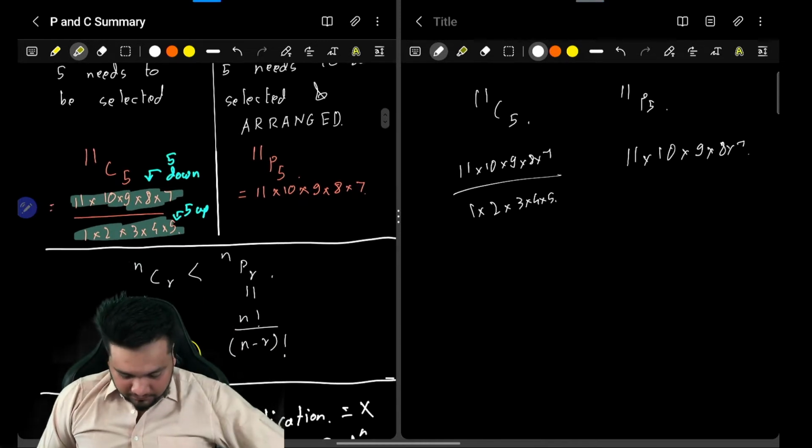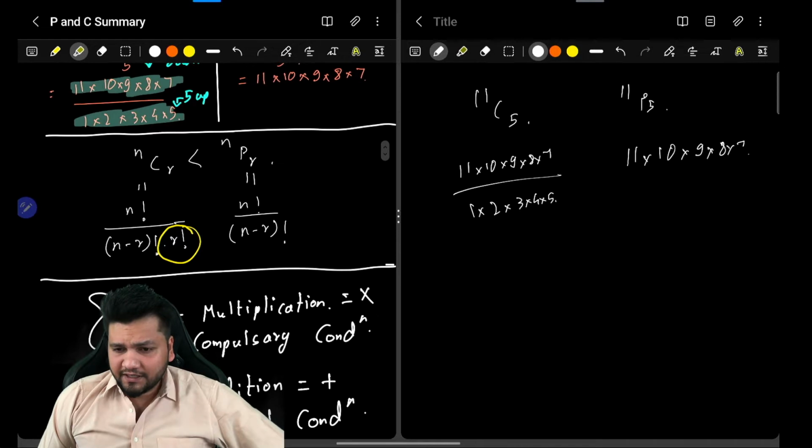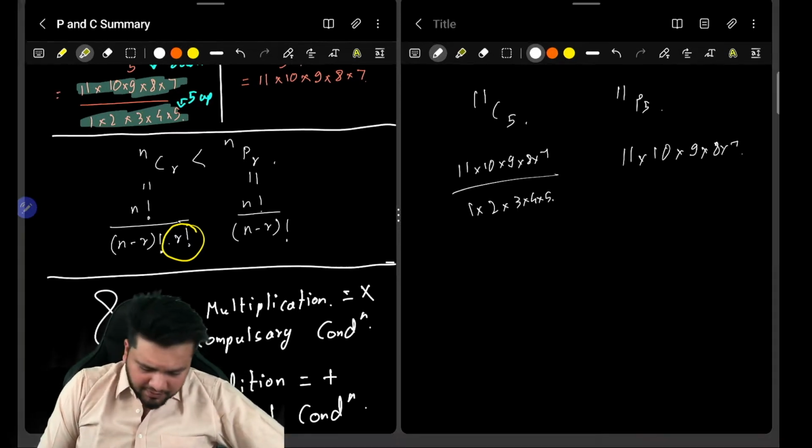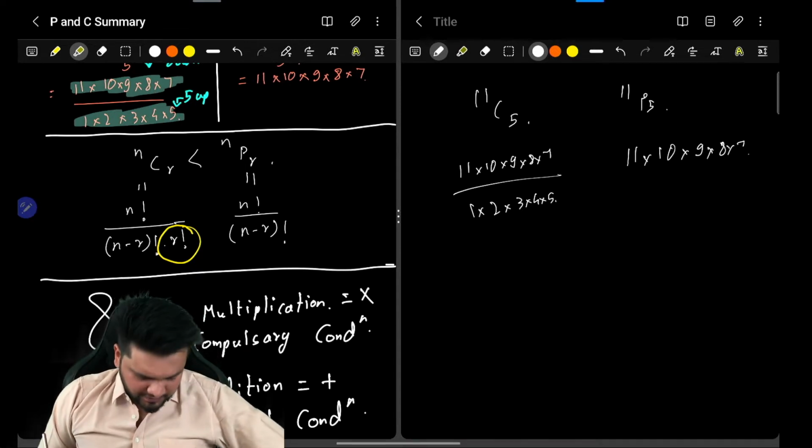Sorry. The general formula is n factorial upon n minus r factorial into r factorial, and for permutation, n factorial upon n minus r factorial. Remember, permutation will always be greater than combination.